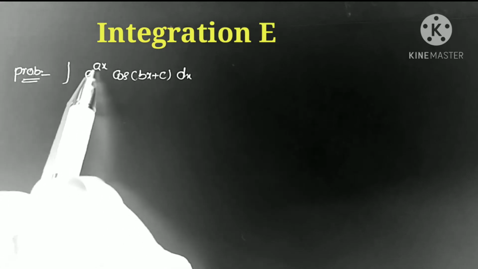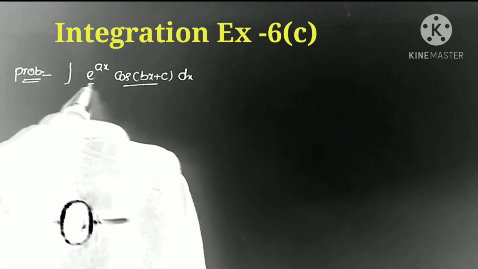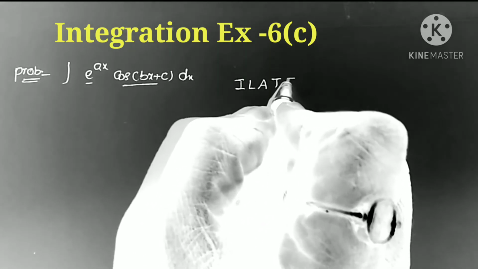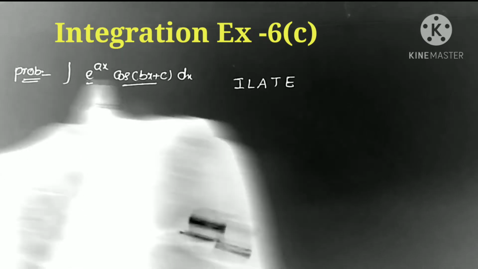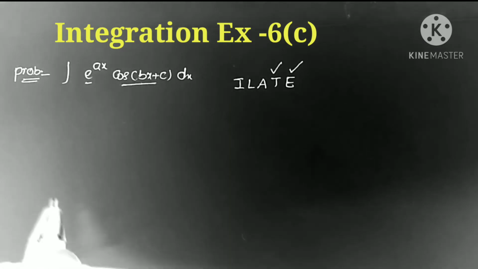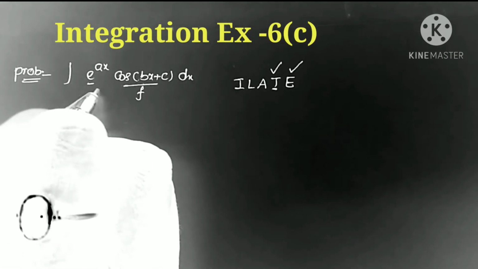First problem: integral of e power ax into cos(bx plus c) into dx. So this is the product of the two x functions. We take these two functions as f, g. First I take the word ILATE here: e power ax is an exponential function, cos(bx plus c) is a trigonometric function. So the first function is the trigonometric function. So this is f and this is g.